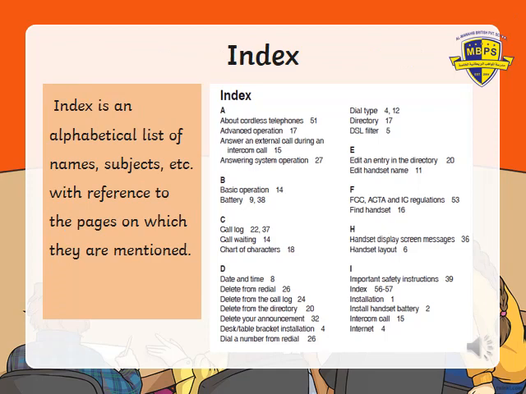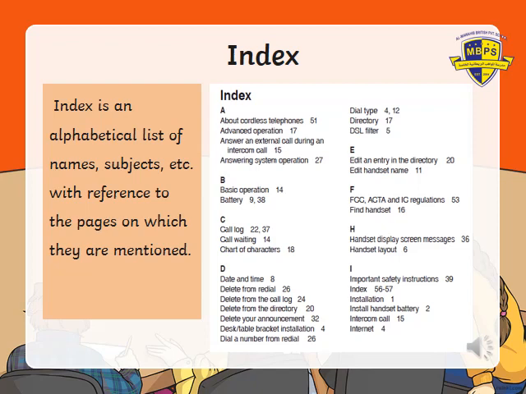So next we have index. An index is an alphabetical list of names, subjects, etc. with reference to the pages on which they are mentioned. So if you look into any storybook or your dictionary, you can see there is an index available in the book or in the dictionary. Index means that every kind of list is in alphabetical order. If you look at the picture of this index, it seems like it is starting from alphabet A, then B, then C, then D. It seems like it is in alphabetical order.